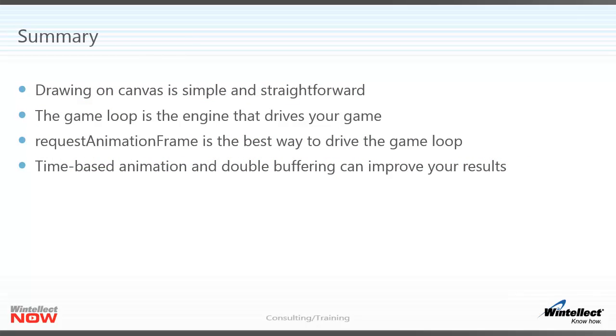In this video, you saw how easy it is to draw shapes, text, and more on the screen using the HTML5 Canvas API. You learned how the game loop helps us organize the code in our game, and how you can use the Request Animation Frame API to make sure that the game loop is called when the browser is ready to render. And finally, you learned about techniques like time-based animation and double buffering that can improve the results you get with Canvas, even when your frame rate takes a hit.